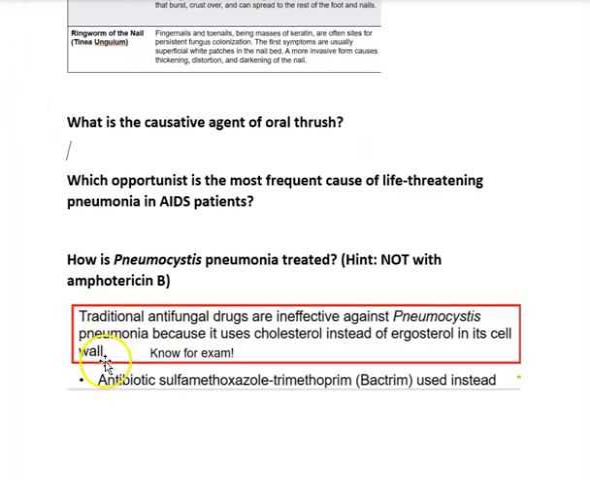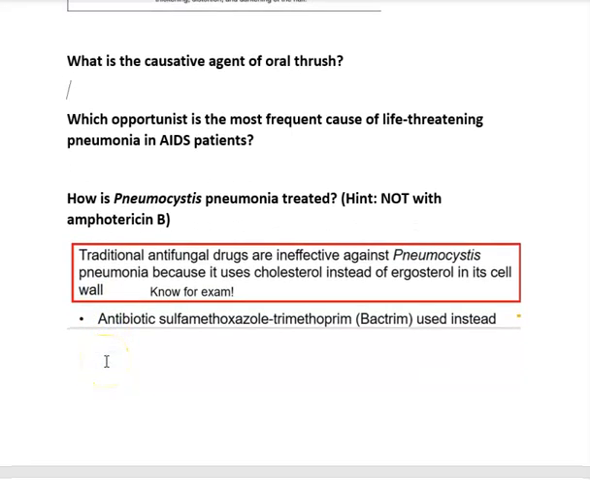What is the causative agent of oral thrush? You may remember that thrush is a yeast infection, and so the causative agent here is going to be a yeast, the yeast Candida albicans. Which opportunist is the most frequent cause of life-threatening pneumonia in AIDS patients? I want you to know that this is Pneumocystis jirovecii.